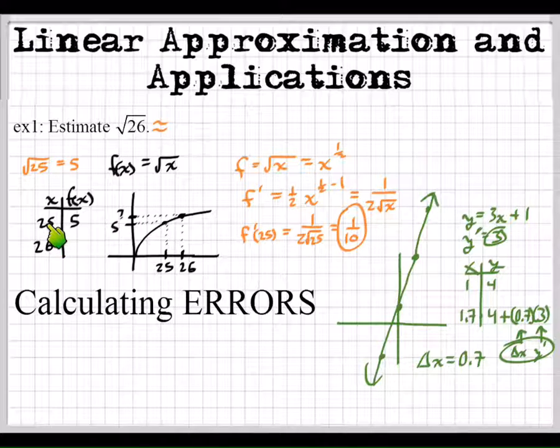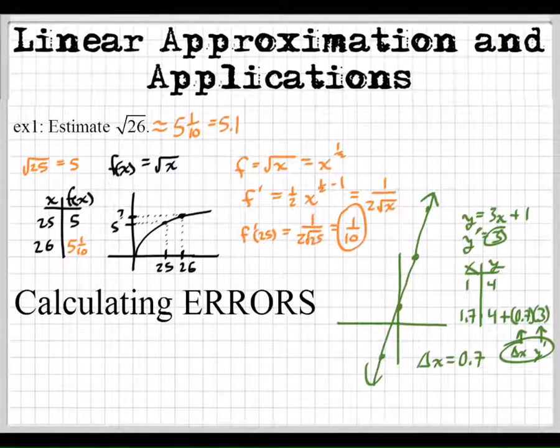And look at that. What's our delta x? What's our change right here? Just 1 unit, right? So therefore we can just say our estimate is 5 and 1/10. Sorry, I said that wrong. Which is the same as saying 5.1.